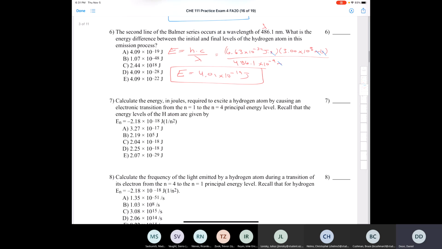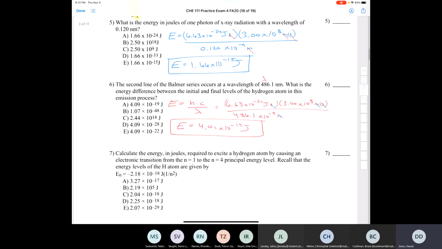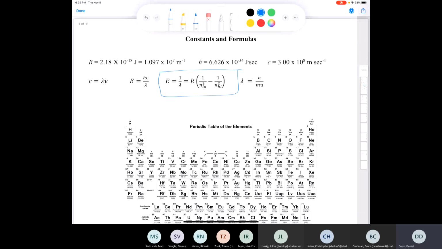Okay, let's try another one. Number 7, calculate the energy in joules required to excite a hydrogen atom by causing an electronic transition from the n is equal to 1 to the n is equal to 4 principal energy level. Recall that the energy levels of the hydrogen atom are given by this equation. Well, I would probably go with this equation here, since we're going from a low level to a high level. It's getting excited from n low is going to be equal to 1 to n high, which is going to be equal to 4.